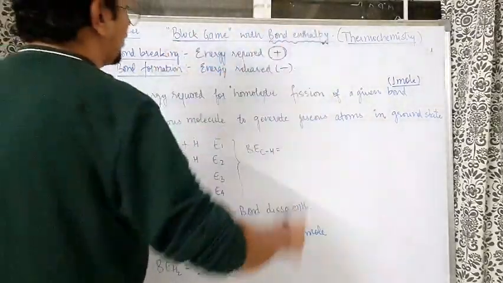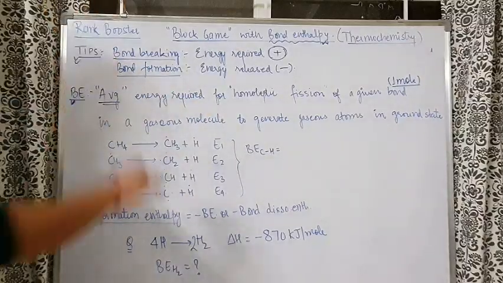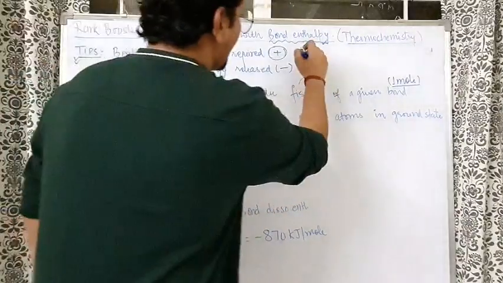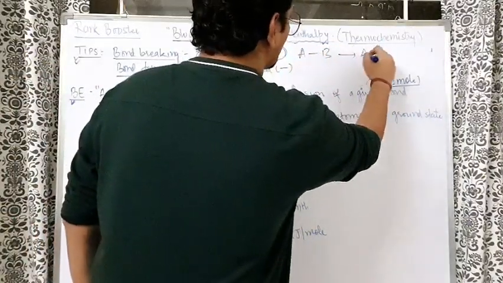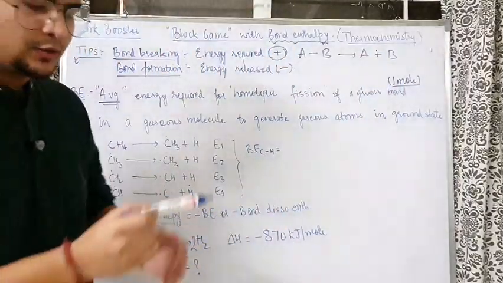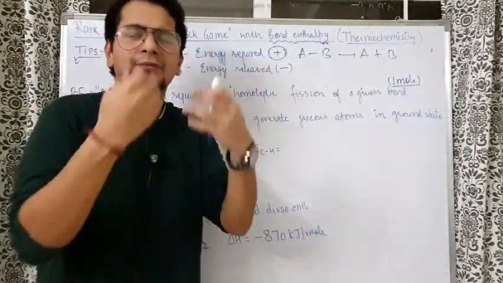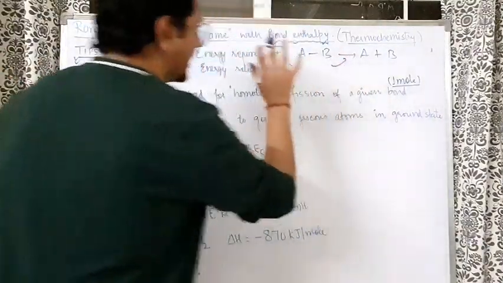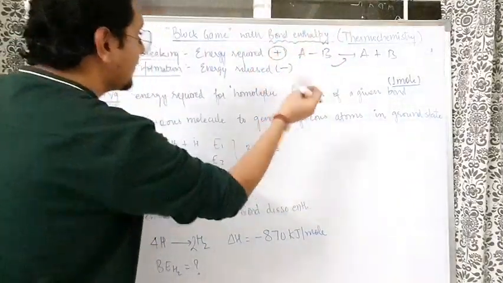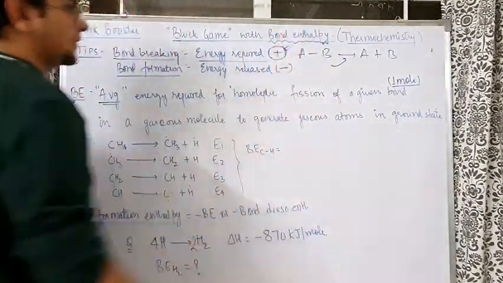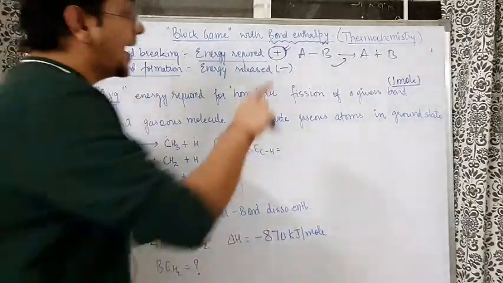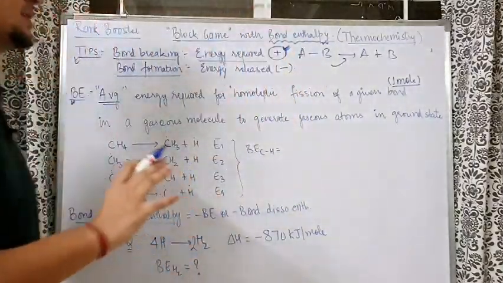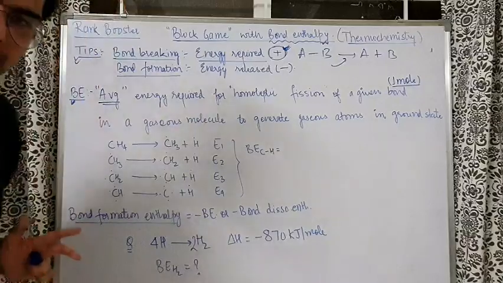Anyway, so block game with the bond enthalpy, how to play? For that, firstly, the tips for playing the game. Dekho, bond breaking requires energy. What does it mean? If there is a bond AB, to break it to form A plus B, energy will be required. So I have to give energy, very obvious. And in chemistry, when the system gets energy, we say energy required is positive. So basically, when energy is required for breaking the bond, I will say positive energy change. Energy has to be given means positive.